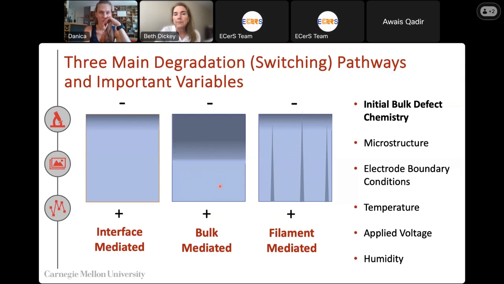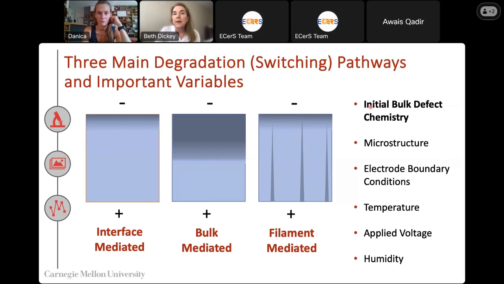There's also a region that I'll call bulk mediated, where now if I look just in the bulk, I have regions with high defect populations up here at the top. And often that may be associated with higher electronic conductivity. You have other regions that have a different concentration of defects that may have lower conductivity. And now you really have an internal junction in the material, and it can actually serve as a PN junction that you've artificially created. Or you can have this more filament mediated degradation that I illustrated in the prior slide.